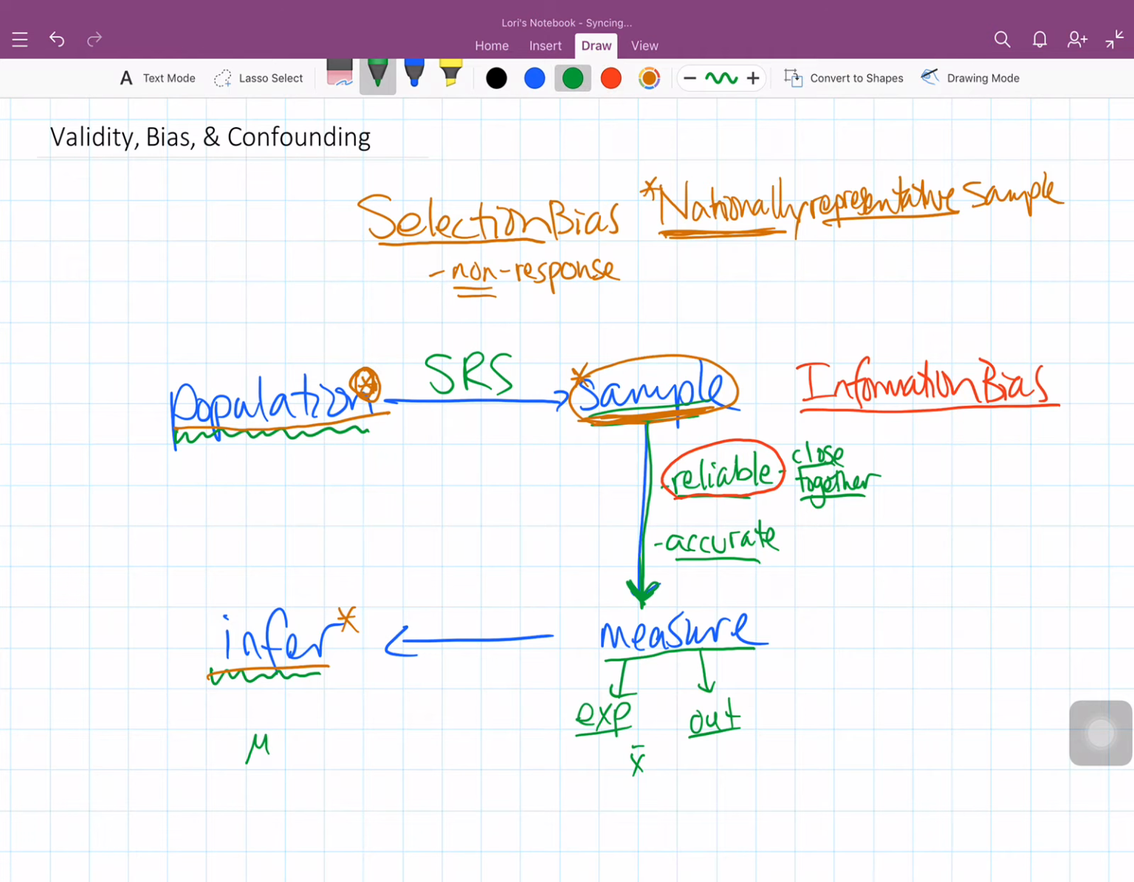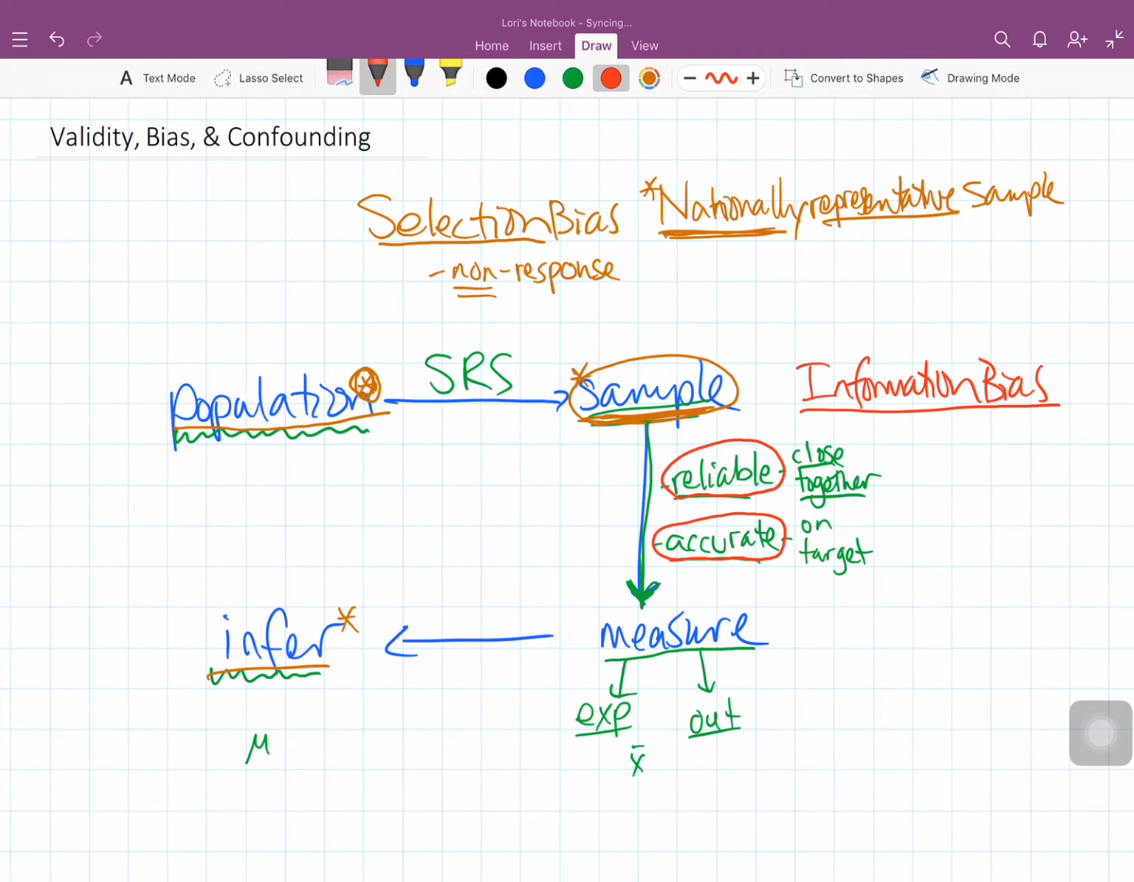Accuracy is a slightly different concept, and what this means is that it is on target. If I have a certain weight, the scale actually weighs me at that weight. So accurate is a slightly different thing than being reliable. A scale could weigh me at 10 pounds too light over and over and over again, and that would be reliable but not accurate.